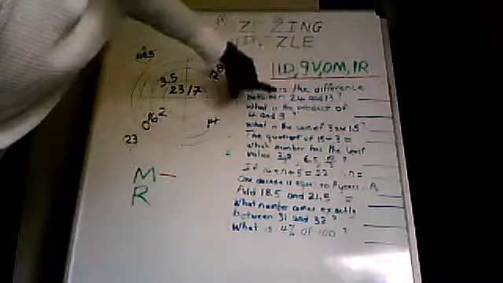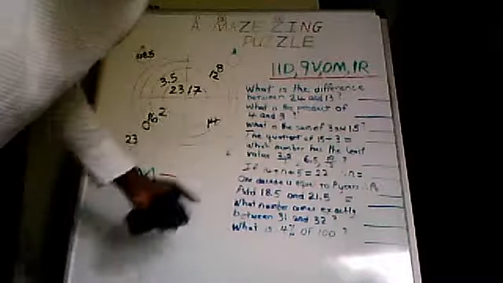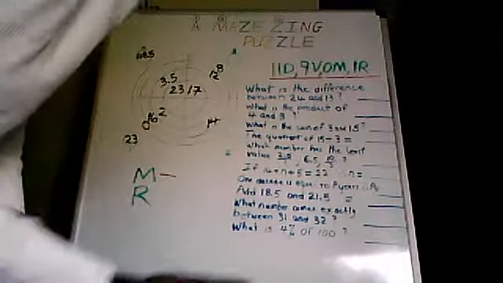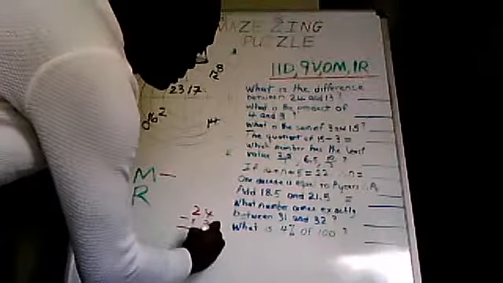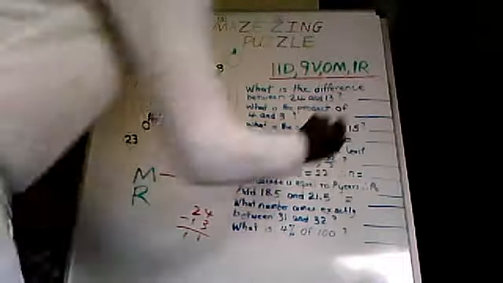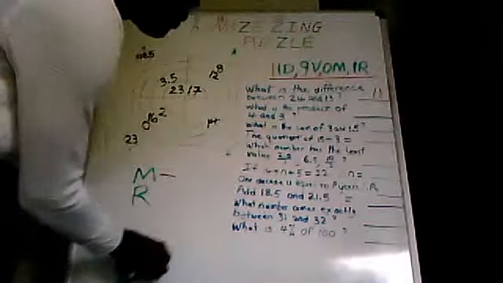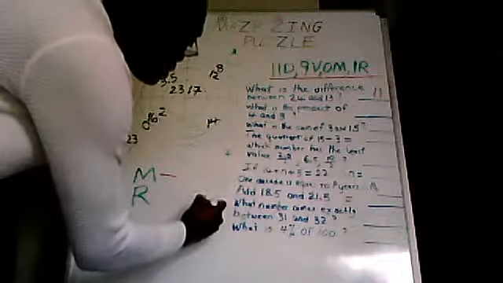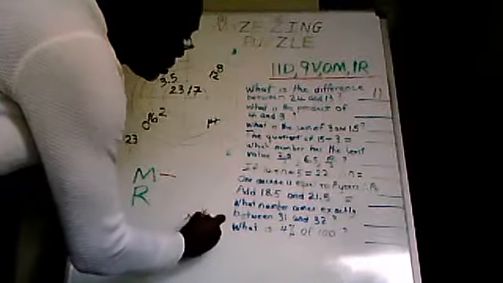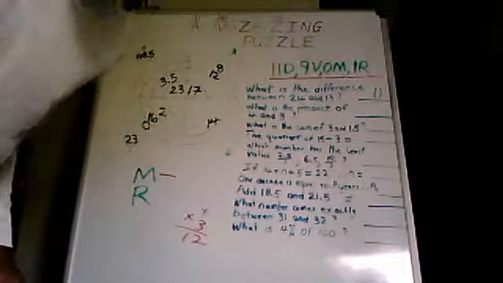What is the difference between 24 and 13? Difference simply means subtract. So I say 24 subtract 13, simple, 11. What is the product of 4 and 3? Product means multiply. So 4 times 3, simple, 12.